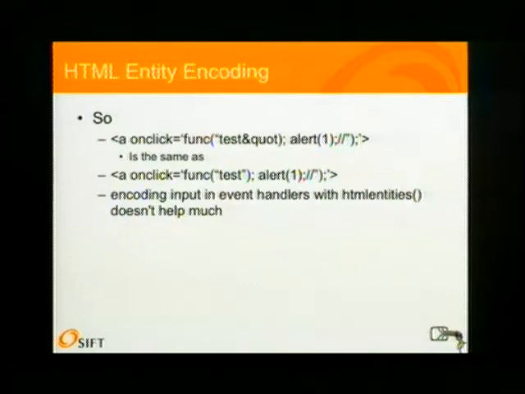So the first one would be what happened if we just had func and then our data inside, and it was escaped with something like HTML entities, our quote would be encoded, but when the browser got it, it had just decoded itself, and we'd have pretty much the equivalent of the second one. So HTML entities inside event handlers doesn't do anything at all, even though it's touted to be pretty much the solution to all our XSS problems.